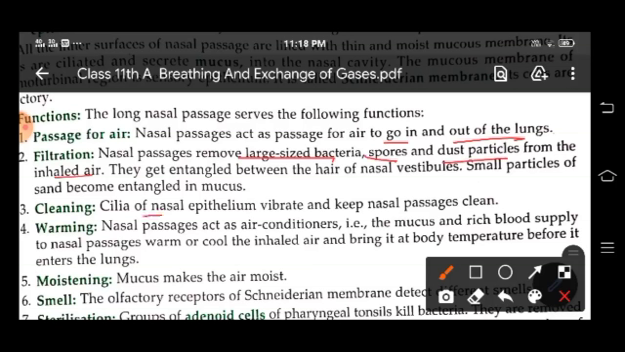The cilia of the nasal epithelium vibrate and keep the nasal passage clean. They also warm the air because they act as an air conditioner. The mucus and rich blood supply to the nasal passages warm or cool the inhaled air and bring it to body temperature before it enters into the lungs.